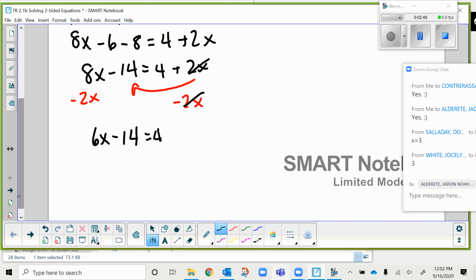Now, since I moved x's to the left, I'm going to take any constants on the left and move them to the right. My goal is to get the x all by itself. When you hear us say in algebra, isolate the variable, that's what I'm trying to do, get it by itself. So to undo minus 14, I do the inverse, which is add 14. And you have to do it to both sides to keep the equation balanced, like a scale kind of. So then that is 6x equals 18.